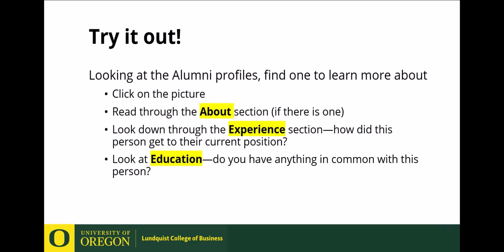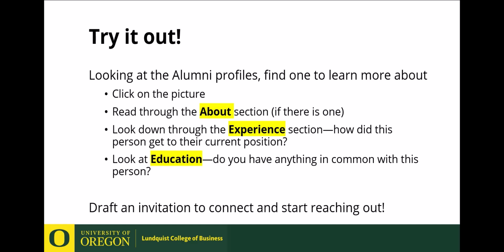Try it out. Looking at the alumni profiles, find one to learn more about. Click on the picture. Read through the About section, if there is one, and hopefully there is one, because that's one of the easiest ways to learn more about someone. Then, look down through the Experience section. How did this person get to their current position? Look at education. Do you have anything in common with this person? Were you part of the same clubs, for instance? Participate in the same sports? Things like that. The more points that you have in common with someone, the easier it is to start a conversation. Draft an invitation to connect and start reaching out.